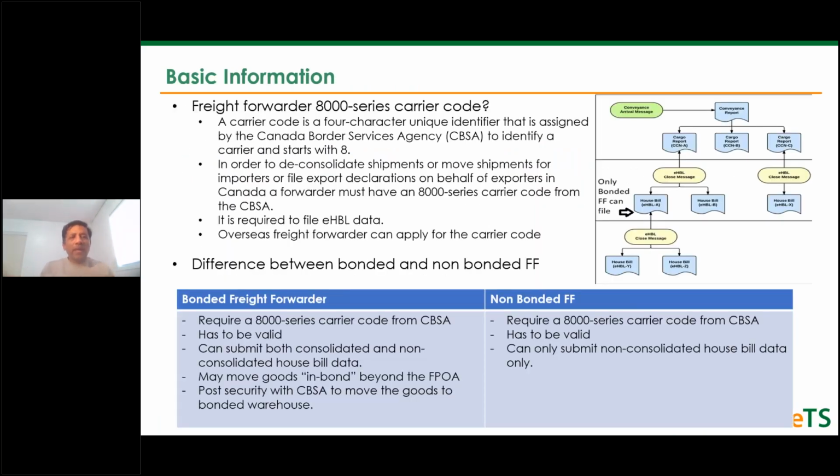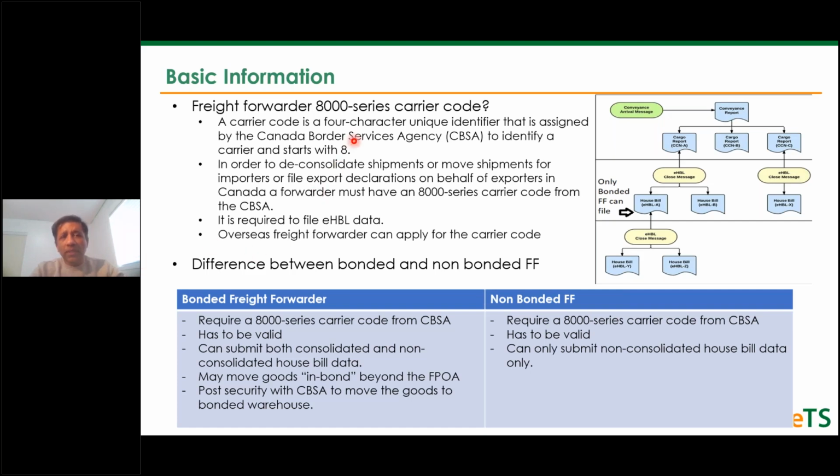I think this is what I wanted to cover as a freight forwarder, what is required here in Canada to do these electronic house bill submissions. Canadian Customs will give you a freight forwarder code. You can just apply with them, and it is a free application. You will get that 8000 series carrier code. All of these numbers start with the number 8. So that is why we call it an 8000 series carrier code.